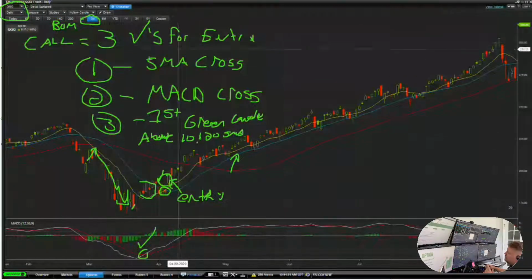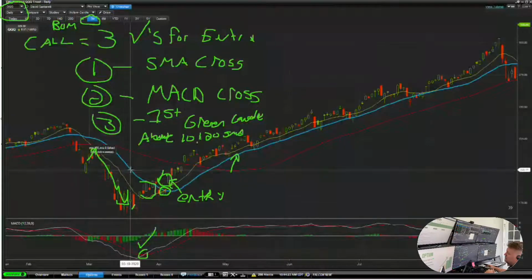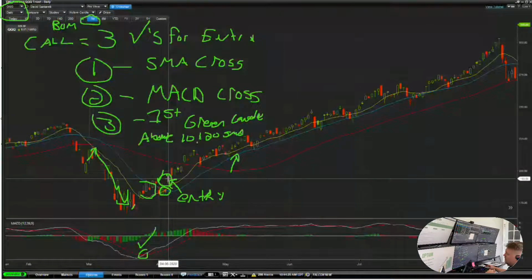Okay, so now that you have those calls, three check marks for entry. You're looking for that 10 crossing above that 20 SMA. You're looking for that MACD cross, and you're looking for that first green candle above that yellow 10 and blue 20-day simple moving average on a daily chart. So right here on April 6th is our entry.